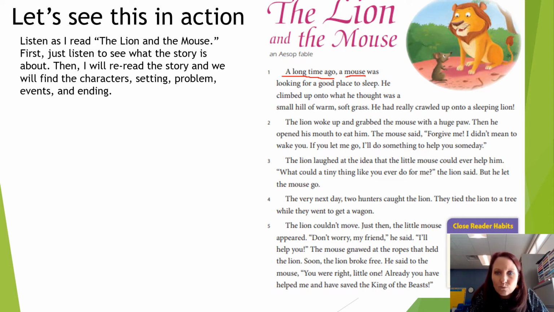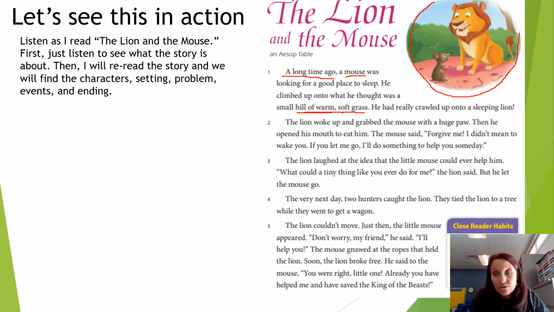It doesn't really say too clearly where the setting is, but if I look in this picture, there's trees here. There was soft grass, and he thought that it was a warm, soft grass hill. So maybe they're in the forest. So I'm going to use these clues. Plus a lion and a mouse, maybe they could be in the forest. Okay, I'm going to keep reading.